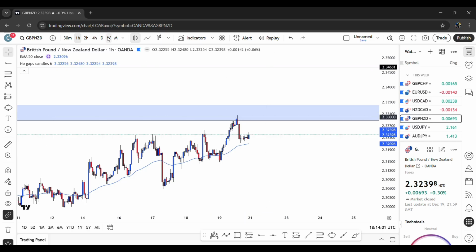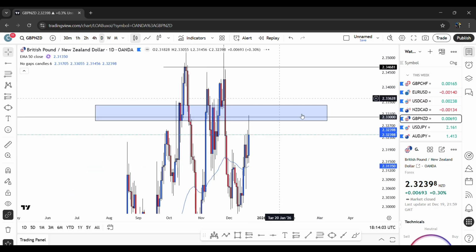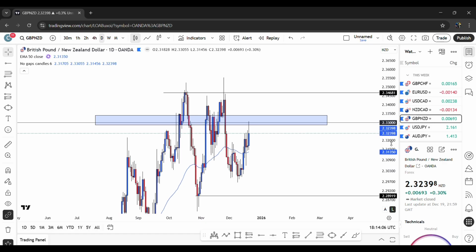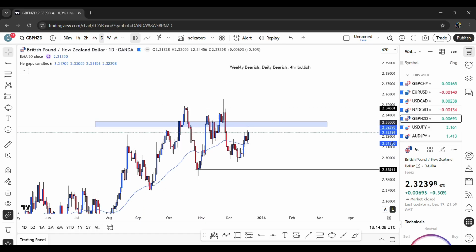But as of now, weekly is bearish, daily is bearish, and 4 hour is bullish. All I'm looking for is a shift of structure on the lower time frames and then an entry signal.